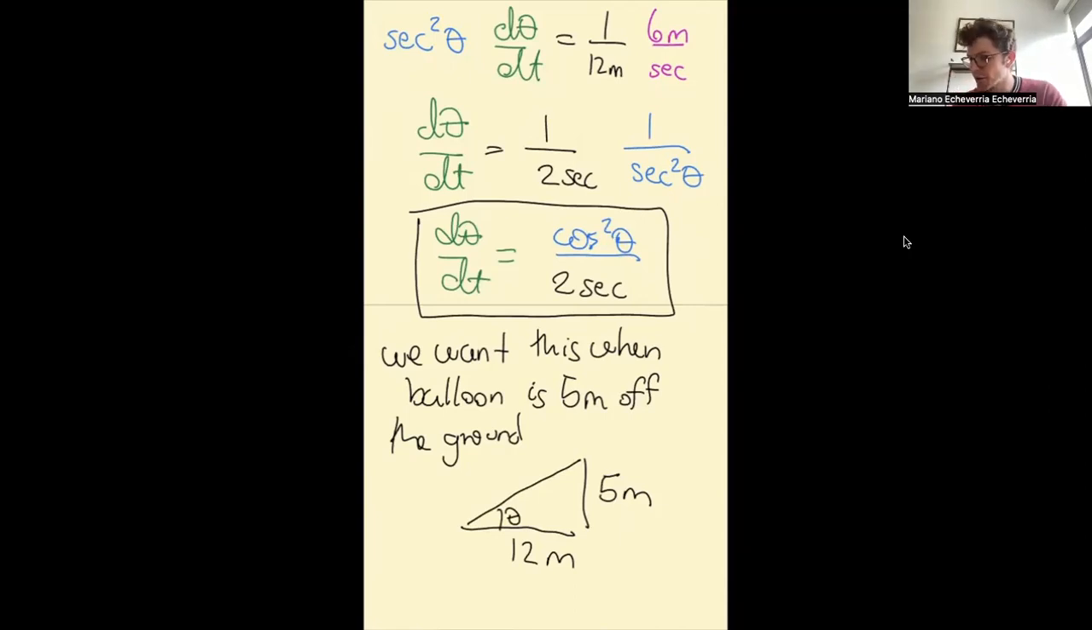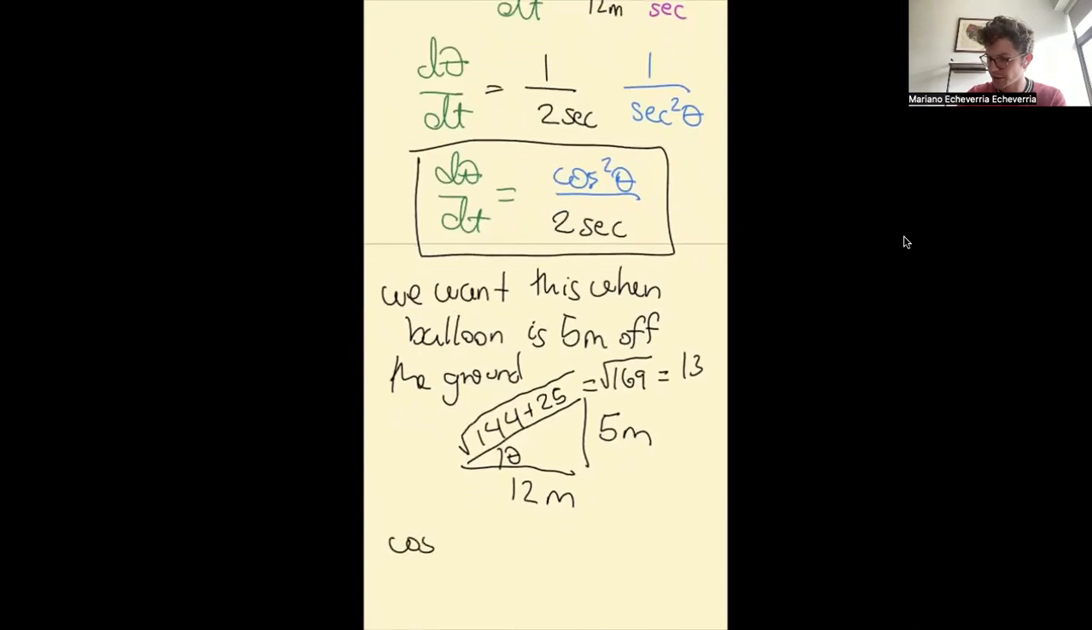Well, remember the hypotenuse, if you use Pythagoras theorem, would be the square root of 12 squared, which is 144, plus 5 squared, which is 25. So what is that? The square root of 169? And that should be 13, I believe. So the cosine of theta in this case is 5/13.